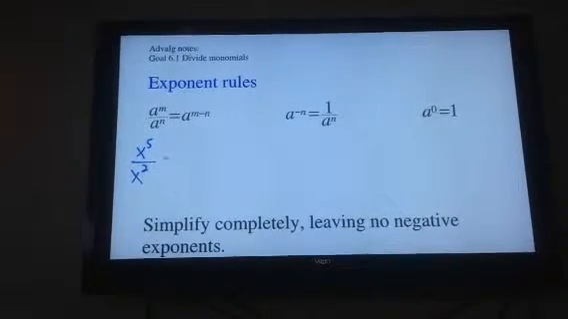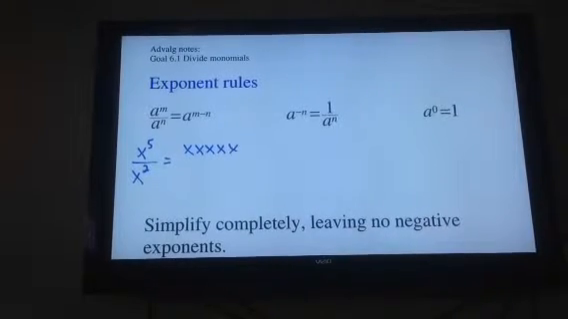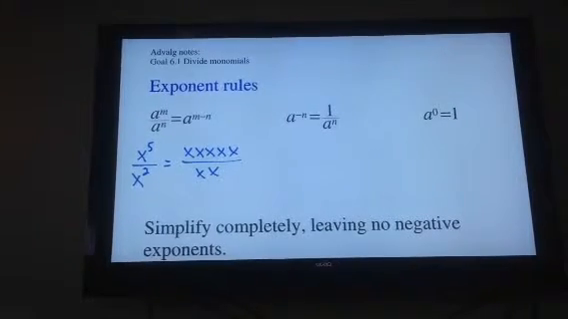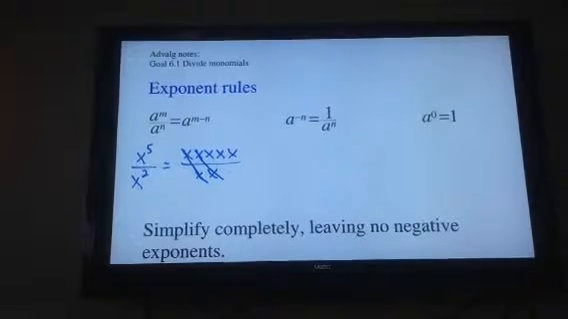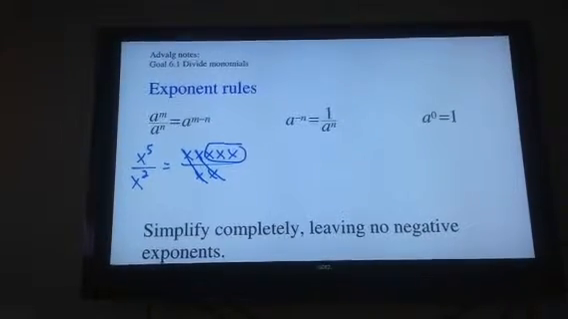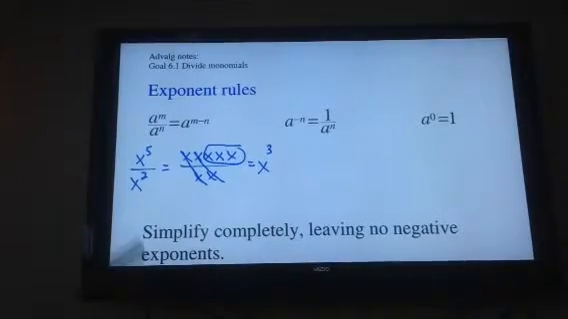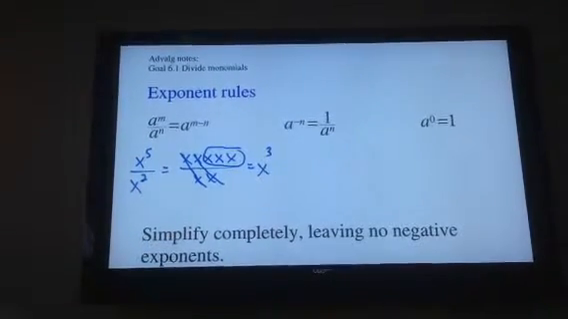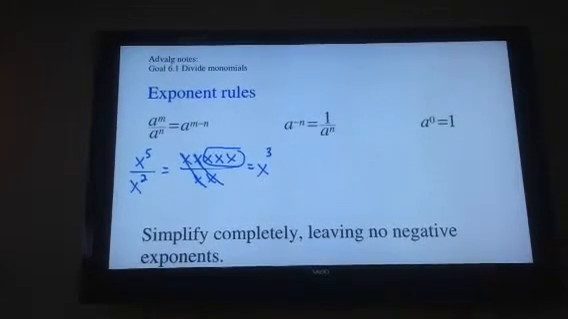For example, if I had x to the 5th over x squared, that's the long form of that. And I could mark off x over x because that equals 1, and I could mark x over x because that equals 1, and that leaves me with an x to the 3rd in my numerator. But much simpler, I could have just taken 5 minus 2 and gotten my 3. You've actually used that rule without knowing you've been using it when you factored.